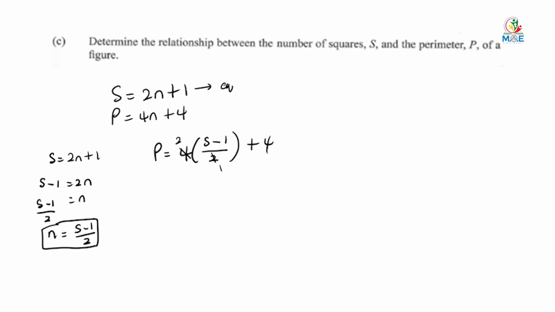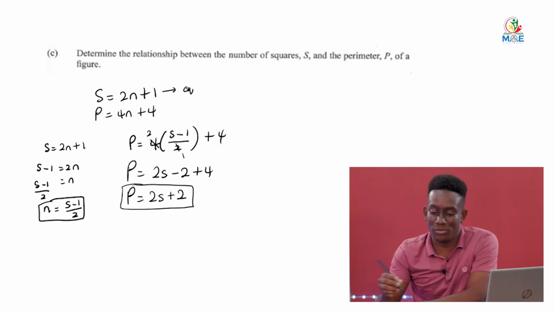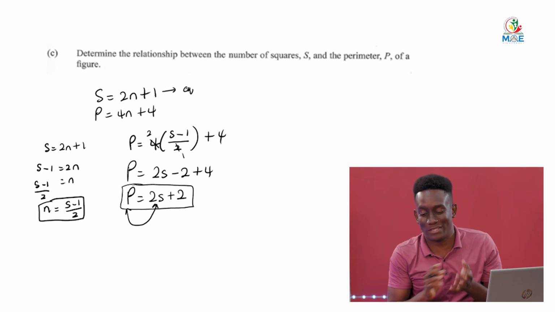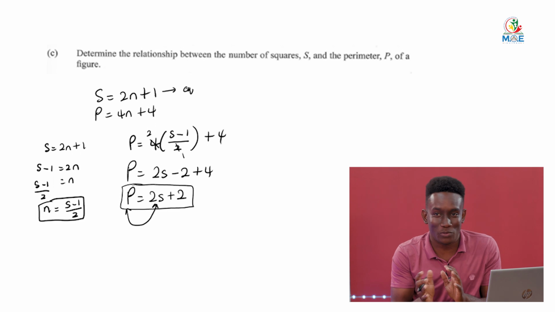And now we have 2 multiplied by everything in this bracket. So the perimeter will be 2 times S, which is 2S, and 2 times minus 1 is minus 2, plus 4. Hence P would be equal to 2S, and negative 2 plus 4 would be plus 2. And hence this will be the relationship between S and P. As you can see, both S and P are in one equation, and that tells you the relationship. You see P is equal to 2S plus 2. And so we basically used some algebra to answer this question.